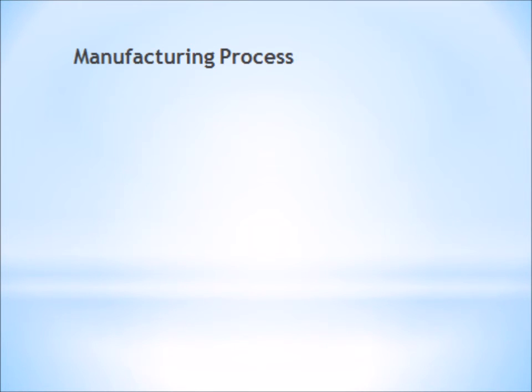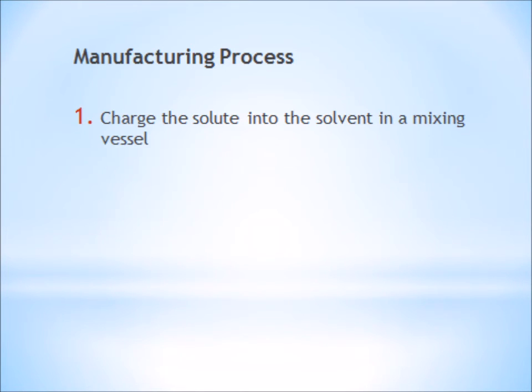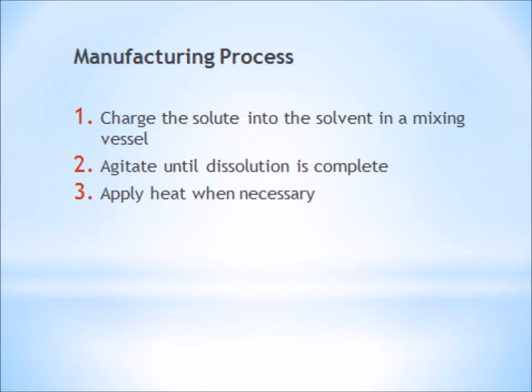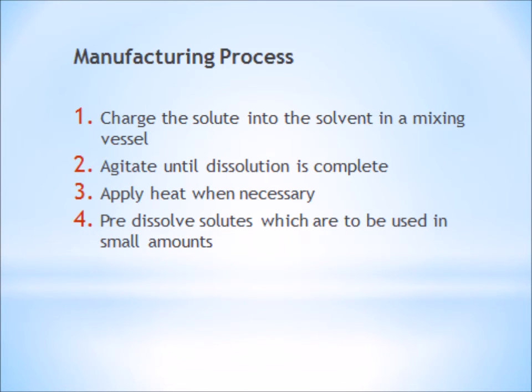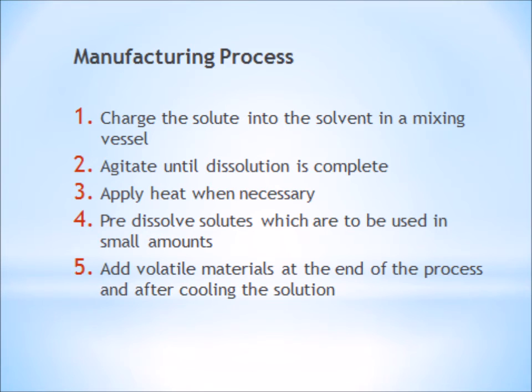Manufacturing process. Number 1, charge the solute into the solvent in a mixing vessel. Number 2, agitate until dissolution is complete. Number 3, apply heat when necessary. Number 4, pre-dissolve solutes which are to be used in small amounts. Number 5, add volatile materials at the end of the process and after cooling the solution.